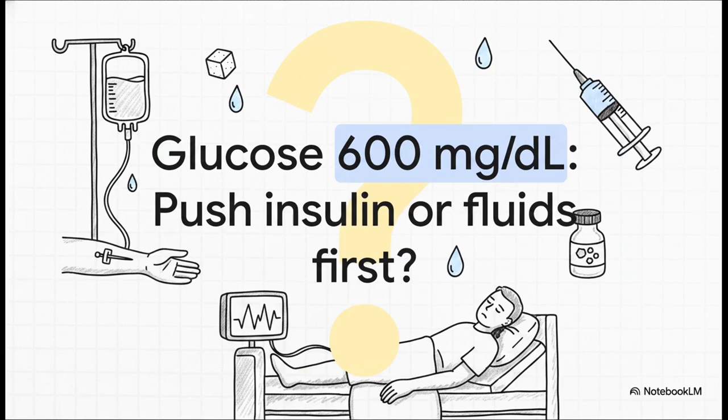Okay, let's kick things off by testing your clinical instincts. Picture this, you're the first one in the room. Your patient is lethargic, their labs just came back, and the blood sugar is a staggering 600 milligrams per deciliter. The nurse looks right at you for orders. Do you push aggressive IV fluids first, or do you immediately start an insulin drip? Keep your answer in mind as we work through this, because we're definitely going to return to this exact scenario later.